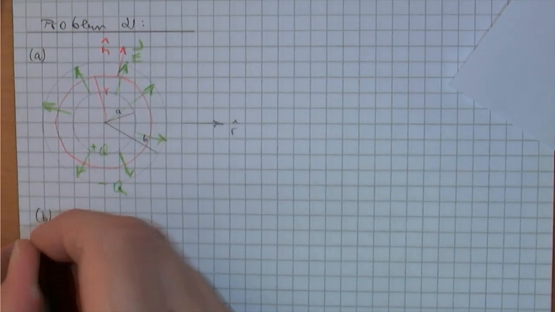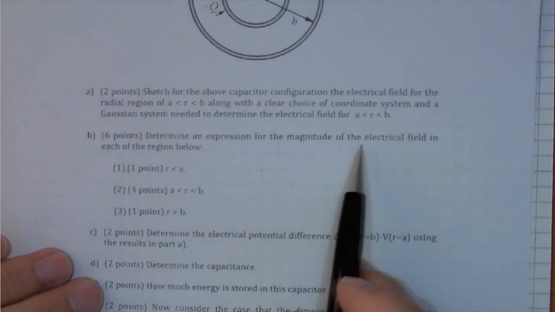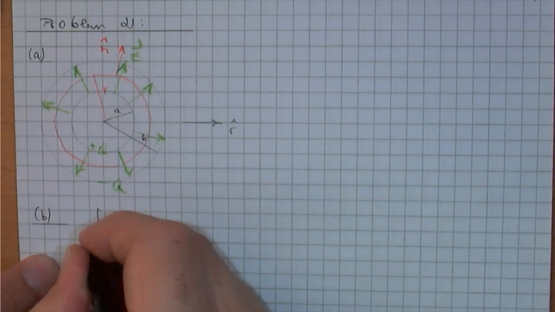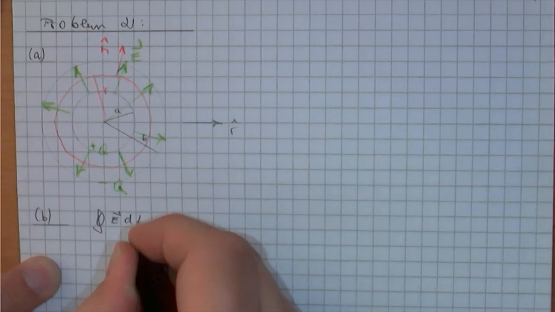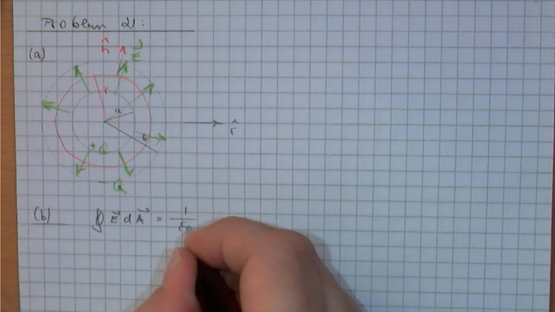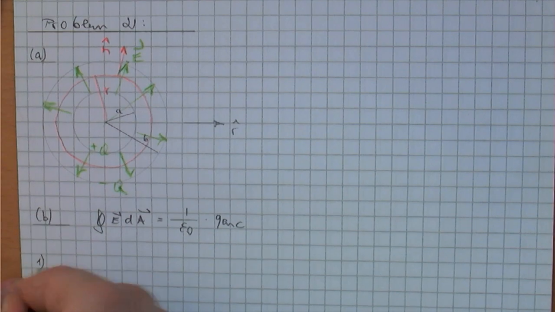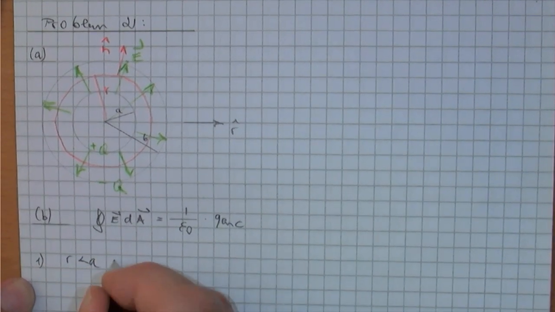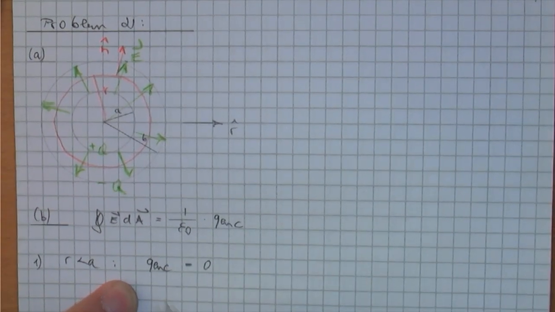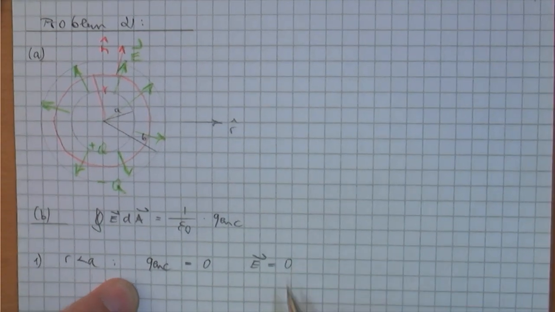Then in part B, determine an expression for the magnitude of the electric field in each of the regions. So, well, the integral of E dot dA equals 1 over epsilon naught times the enclosed charge. Therefore, for the first radial region, r less than A, since the enclosed charge is 0 and the surface area is non-zero, the electric field inside is 0.